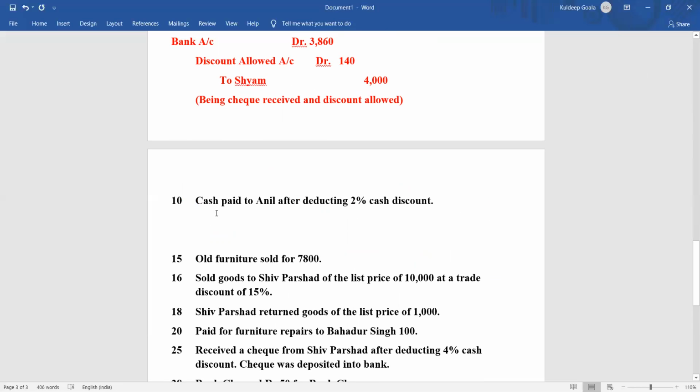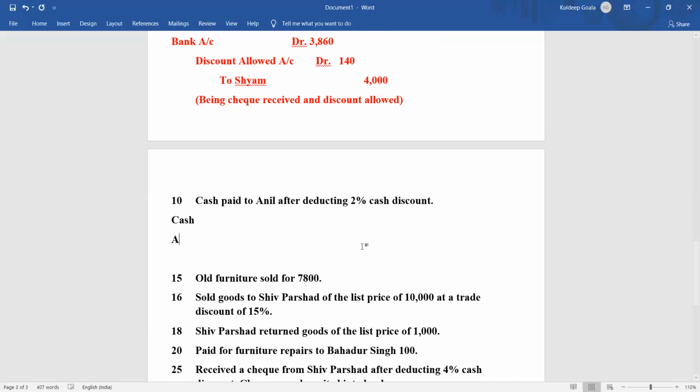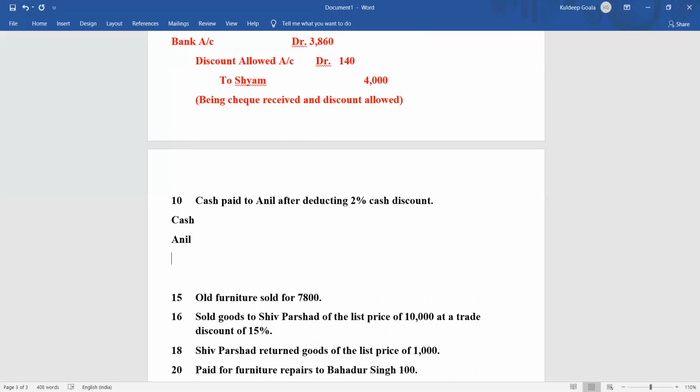Cash paid to Anil. First of all, you find out the items. What are the items? The first one is cash paid to Anil, so it is the cash account. Then paid to Anil, so next will be Anil. Then again cash discount is there, right? I'm paying, so it will be discount received. Discount received. Clear?